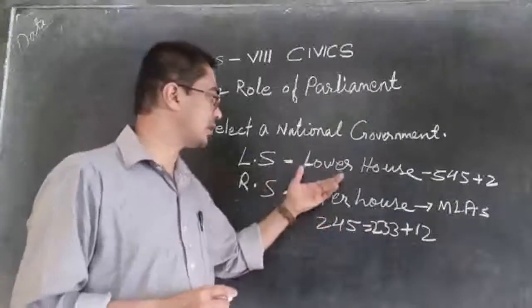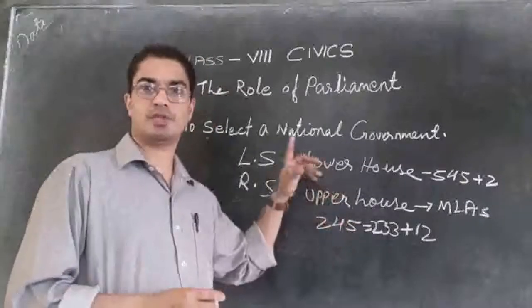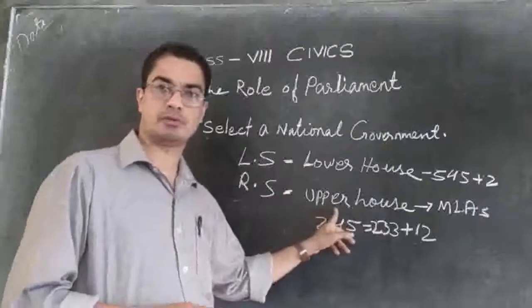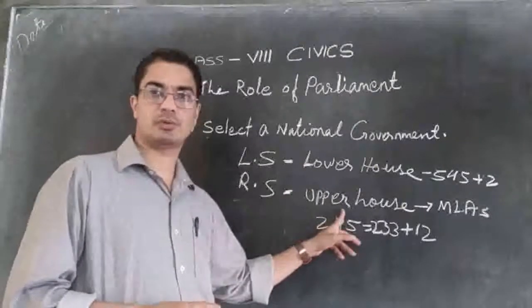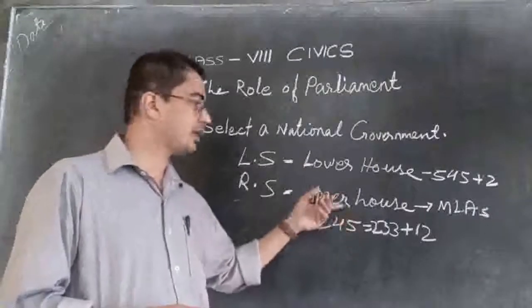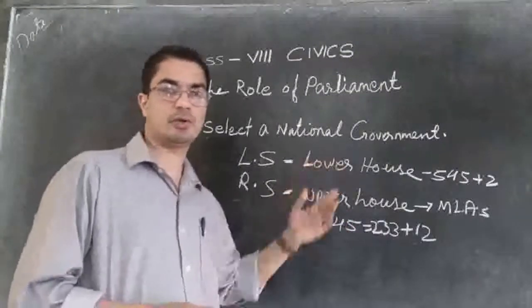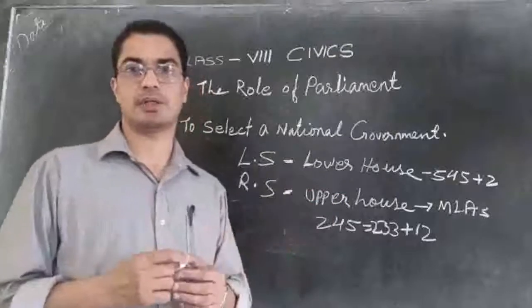But it has to be always passed by both houses. If the law is made in the lower house, afterwards it will be brought to the upper house. This house also has to agree. So if the law is made in the upper house, afterwards it will be sent to the lower house. They have to approve. So unless they approve, it cannot become law.